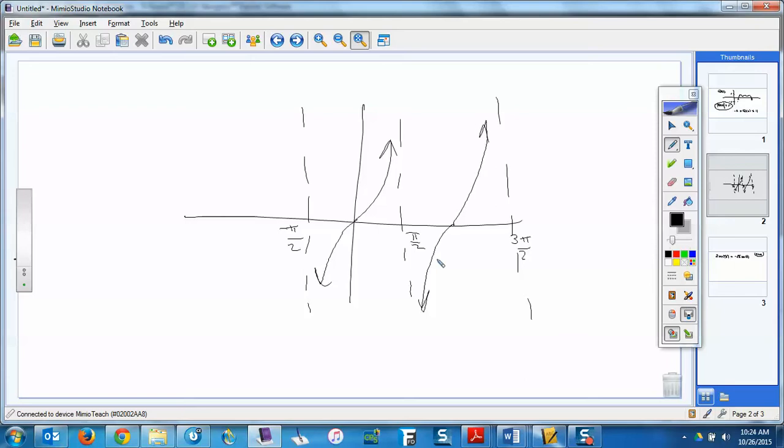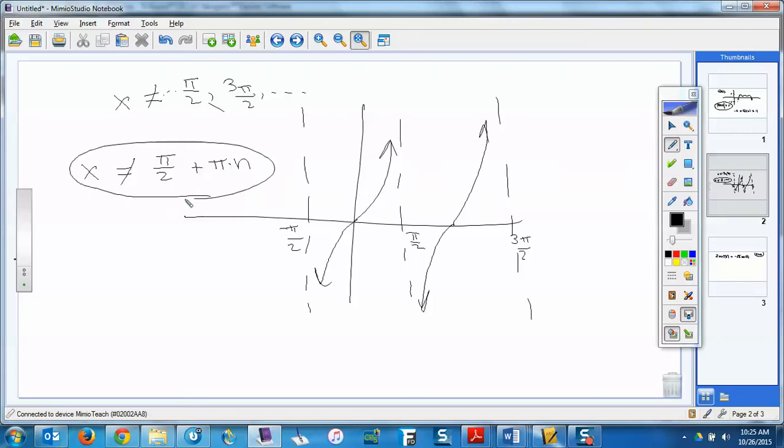Domain is everything but, how would you write the domain? Put all reals such that x is not equal to pi halves, 3 pi halves, 5 pi halves, dot, dot, dot, and actually go the other way too, right? The negatives. Remember that plus or minus one over pi notation? We're going to use that here a little bit today.